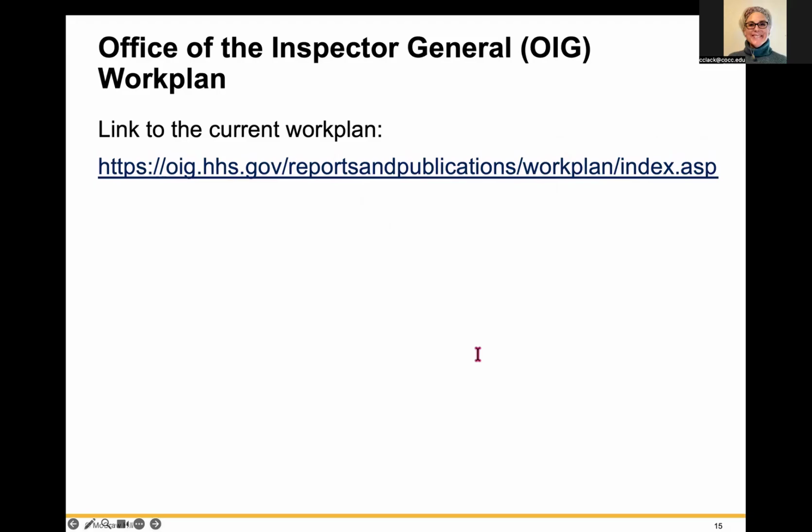And the Office of Inspector General, or the OIG, is like a risk radar. If a service line is on the work plan, you want to really tighten your documentation, coding accuracy, and internal audits. And you want to be proactive instead of reactive.